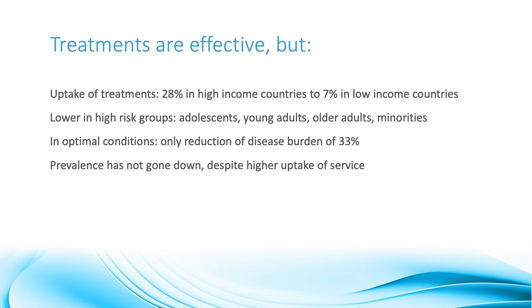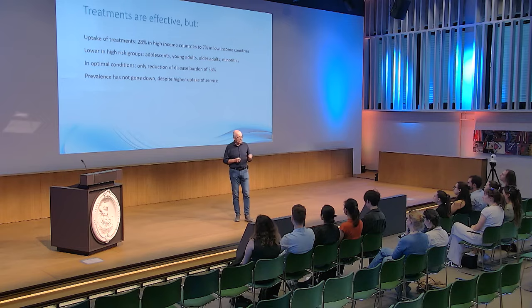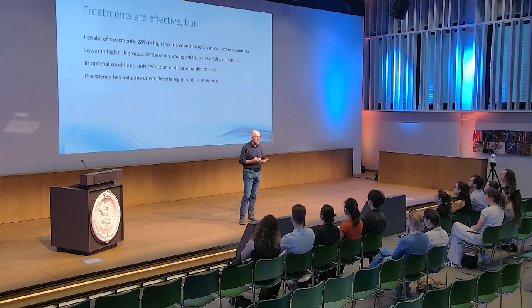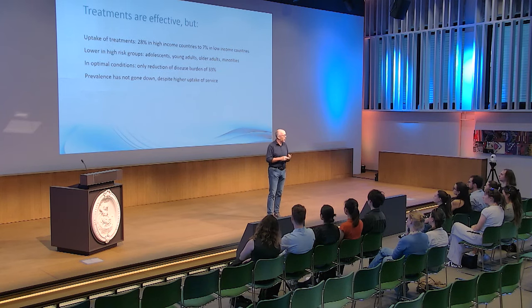And as I said, treatments are effective. We know that treatments work. I will come back to that in one of these lectures later. But the uptake is very low. In a country like Holland, it's only 50 to 60%, where everybody has access to psychological treatments. But as you can imagine, in low and middle income countries, the uptake is very low, only a few percent. And that's only when you look at the general population. But when you look at specific target groups like adolescents, but also older adults, people from ethnic minorities, but also, for example, farmers.